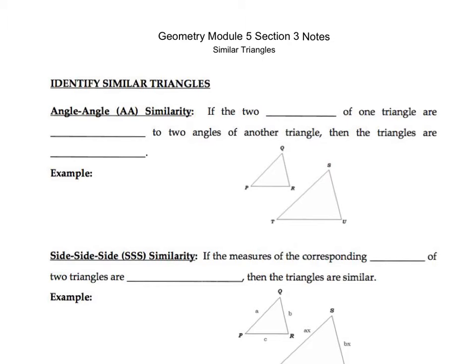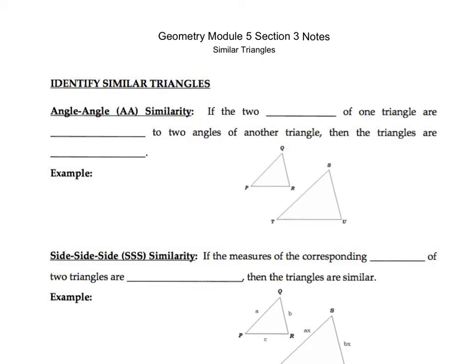In section 3, we're going to take a look at similar triangles. Just like when we were proving triangles congruent, we could use some special criteria. It works the same way with identifying similar triangles. We can look at 3 different ways to determine if two triangles are similar. The first being angle-angle similarity.